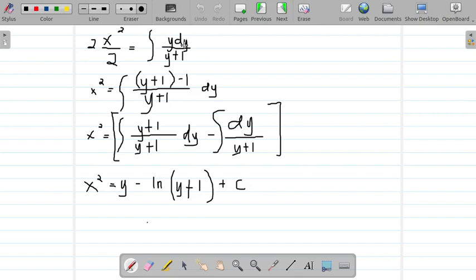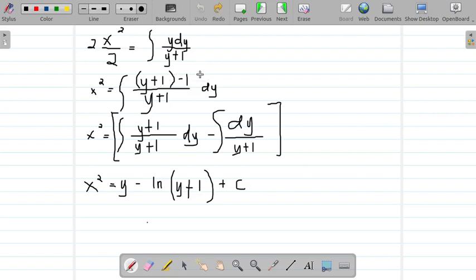So, the integral of y dy over y plus 1, we can also make the denominator the same as the numerator. So, we just add plus 1 minus 1. So, y plus 1 minus 1 is just equal to y. Okay, 1 minus 1 is just equal to 0, right?